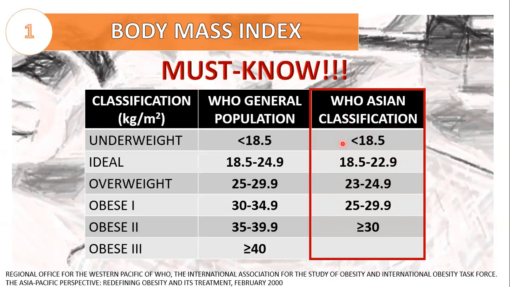For underweight, it's less than 18.5. The ideal BMI for Asians would be 18.5 to 22.9, and overweight would be those 23 to 24.9, obese 1 25 to 29.9, and obese 2 is greater than or equal to 30.